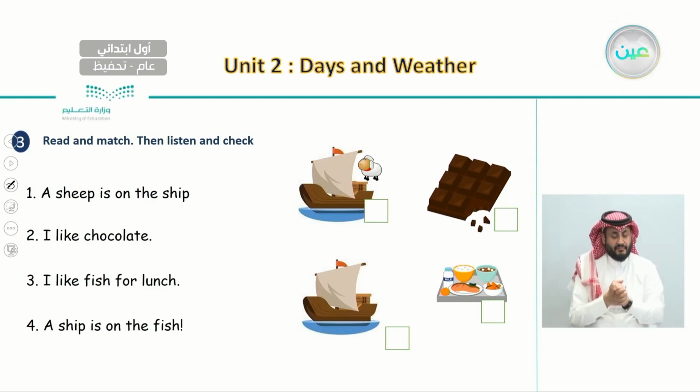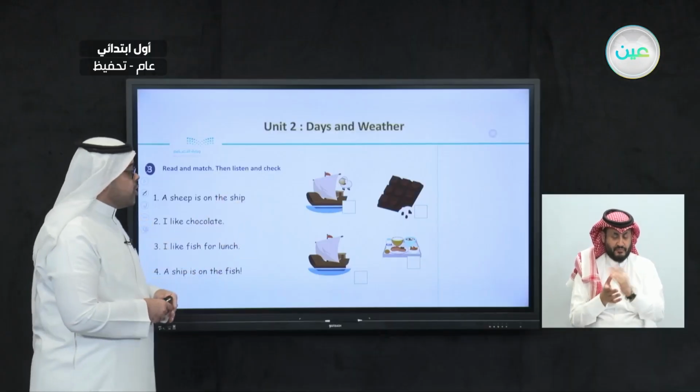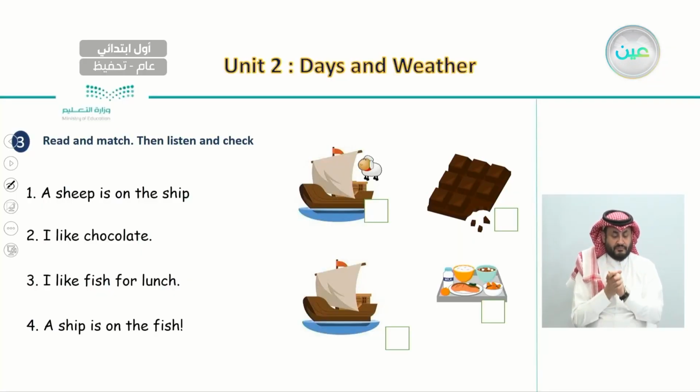A sheep is on the ship. Say after me. A sheep is on the ship. So, can you find a sheep which is on a ship? It is, of course, the first one. So here, we go to the first one and we write number 1. Number 1. Now let's listen to the second sentence.